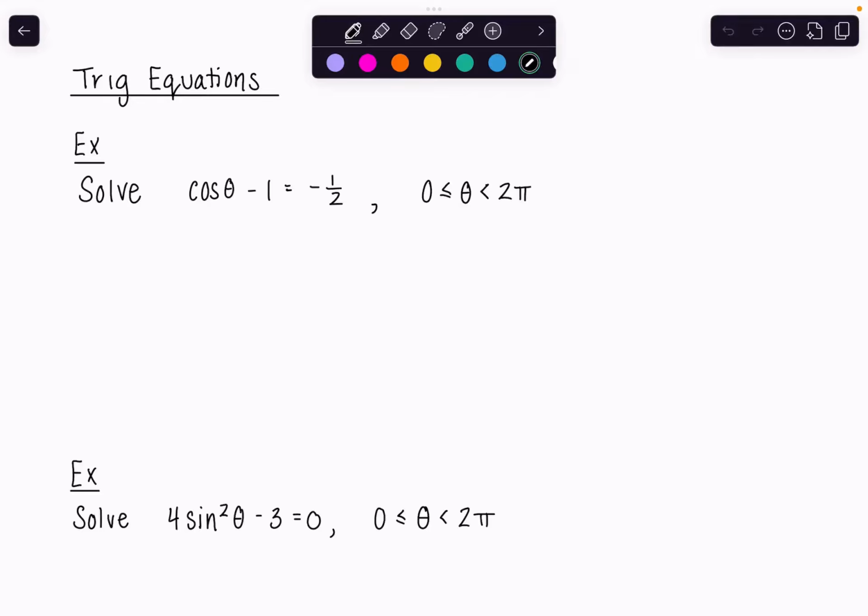So what we're going to talk about now are trig equations. And realistically, there's no one set method for these. All of the problems are unique. So it's just going to take a lot of practice to try things out. But your whole goal is likely going to be find theta values that make the equation true.